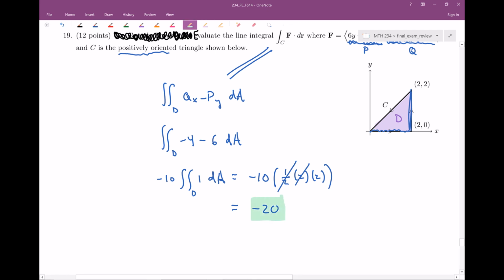So all things considered, I think this is a pretty nice application of Green's theorem. All right, that's my final answer, and that's it for this video.